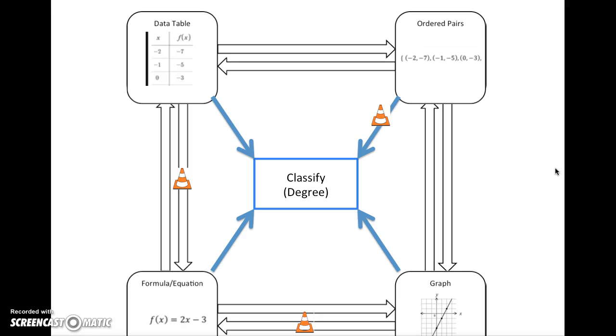We still have some roads that are blocked, and the next road we're going to work on is building the road from data table to formula or equation, meaning we should be able to write the formula for a polynomial function if we're given the data table. So this is the next road we're working on.